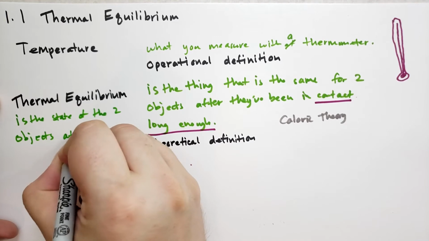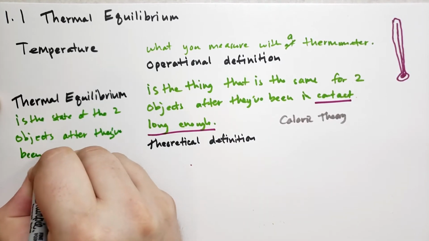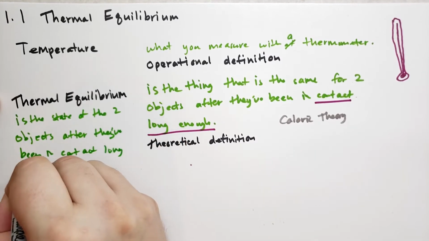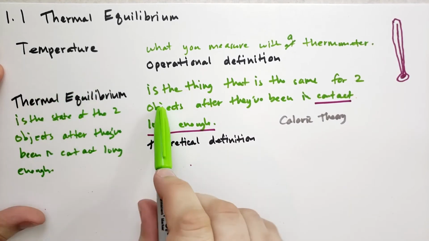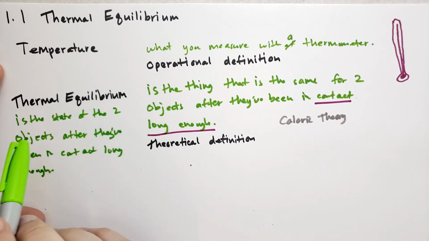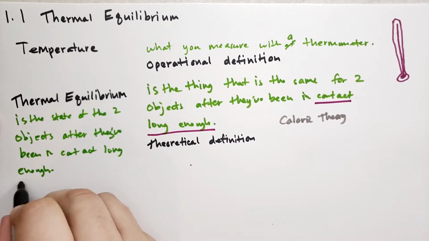After they've been in contact long enough. Okay, so temperature is the thing that is the same for two objects after they've been in contact long enough, and thermal equilibrium is the state of the two objects after they've been in contact long enough. So after they've been in contact long enough, we say those two objects are in thermal equilibrium, so they have the same temperature. Okay, and we're going to have relaxation time.